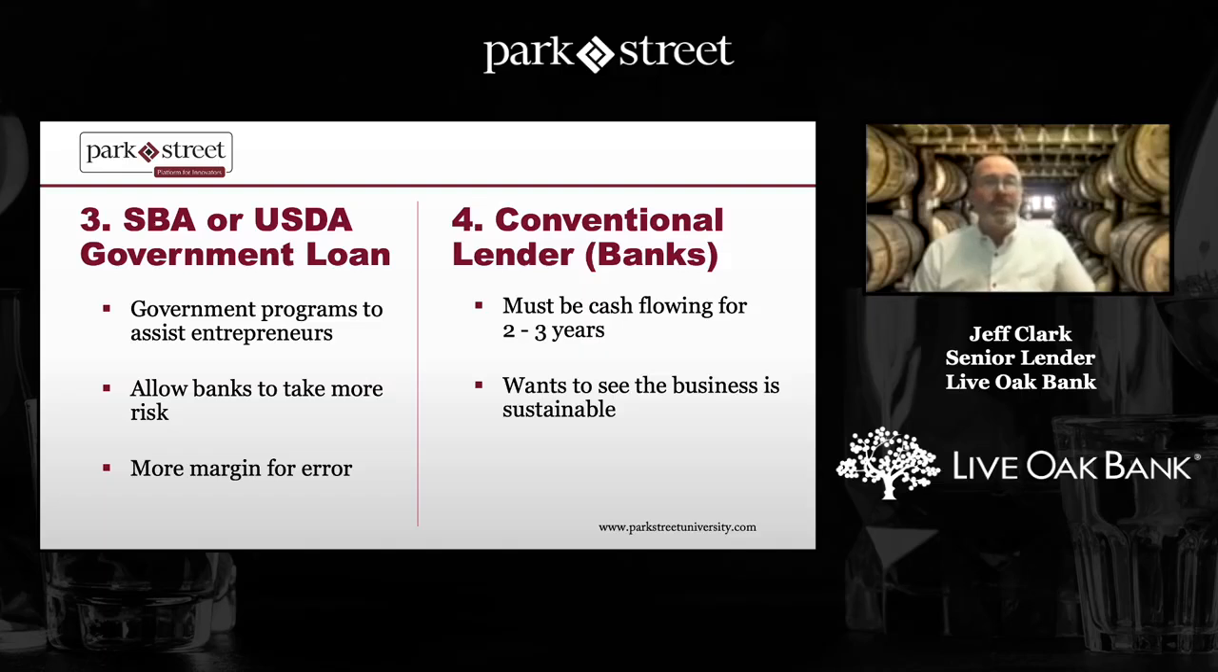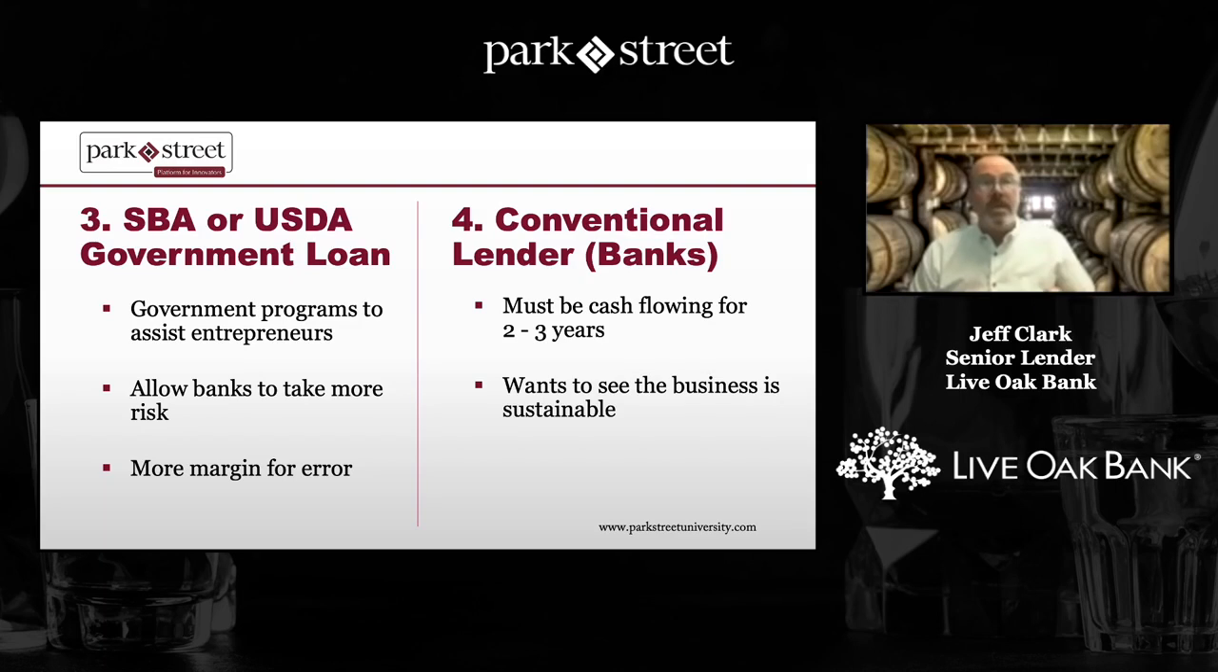A conventional lender wants to see you cash flowing for 2 or 3 years because they need to say, hey, this is sustainable. This will continue. Now, why is that 2 or 3 years? Because on a bank, you have to be right on 99% of your loans. Because if you lose 1% or greater of your loans, there's a good chance you'll go out of business or the regulators will force you to be purchased by somebody else.